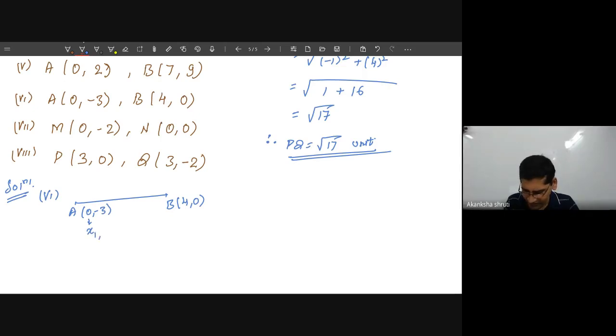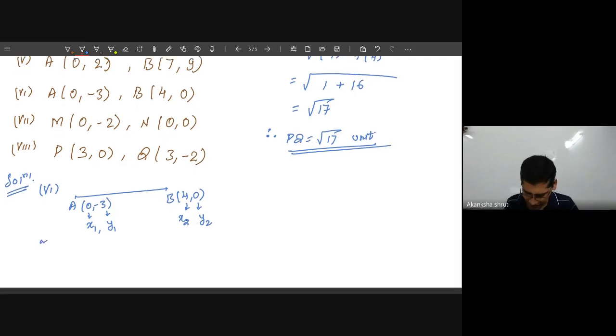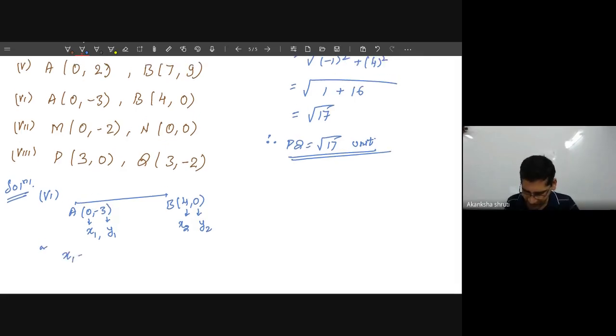x1. This minus 3 is our y1. This is our x2. This is our y2. Or if you want to separate it, you can separate it. x1 is equal to 0 and y1 is equal to minus 3. So here x2 is equal to 4, y2 is equal to 0. If you want to write separating this, you are free to write.